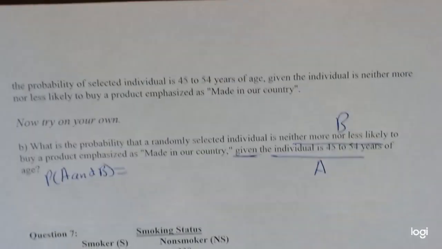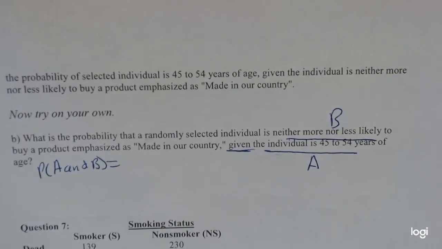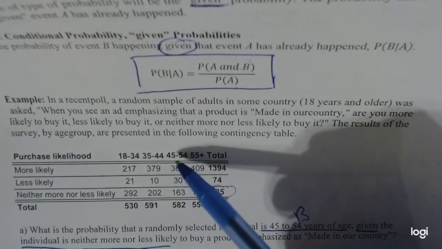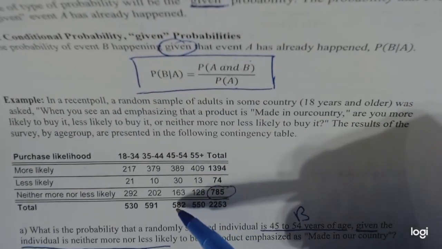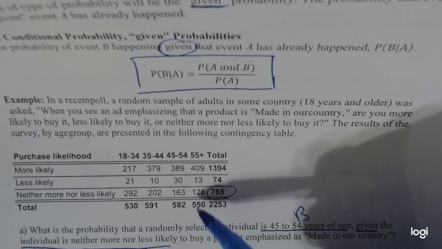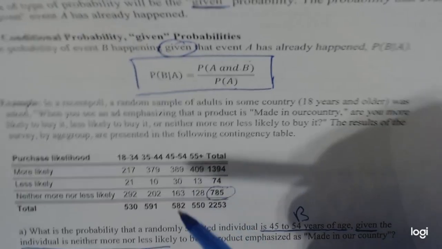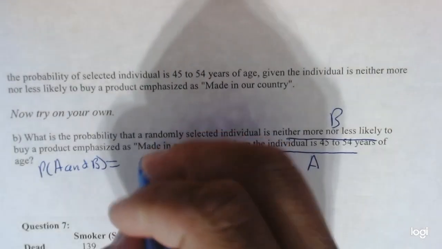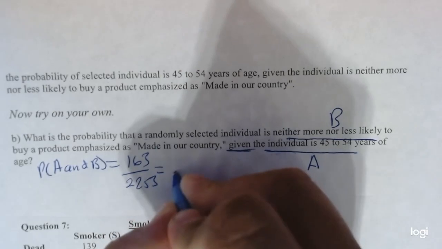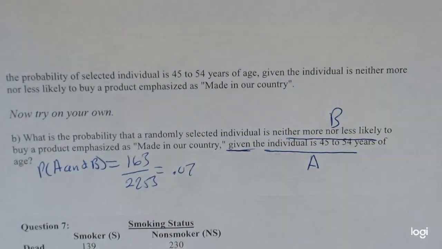So again, the question is how many people, according to our data, are between the ages of 45 and 54 and also said neither more or less likely. Notice it's the same number, 163. So the first probability is the same, 163 over 2253. So that gives me 0.07, from the last problem.